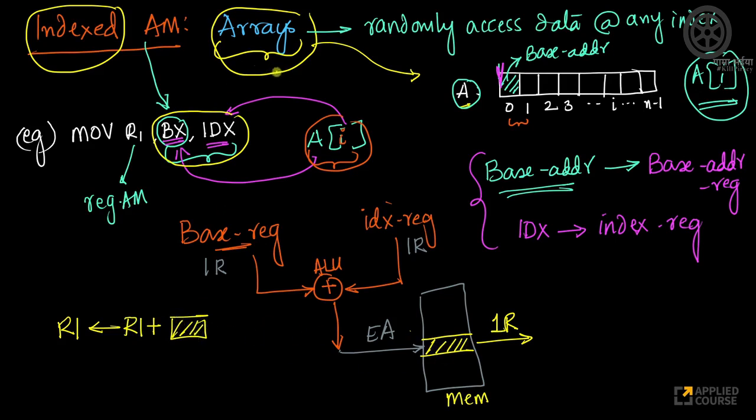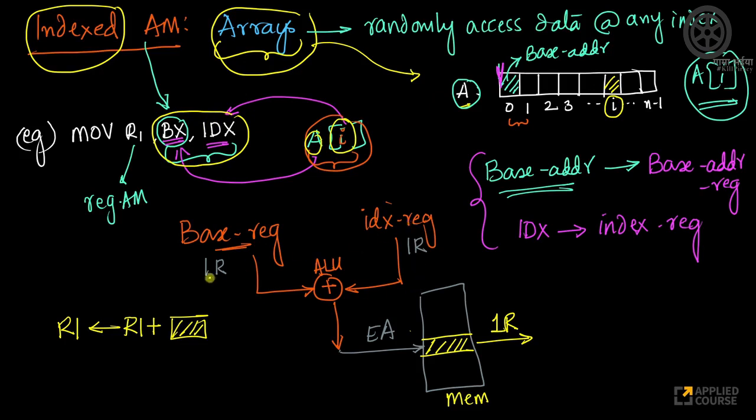So this is extremely useful when you want to randomly access any element of your array. If I want to access the ith element of my array, I just say A[I]. Then the base address of A is used, and the ith index is used here.